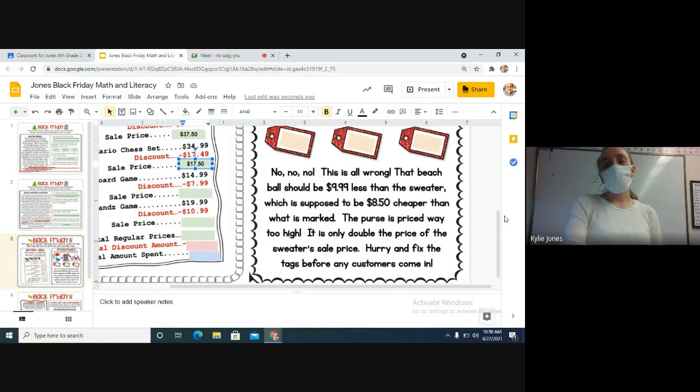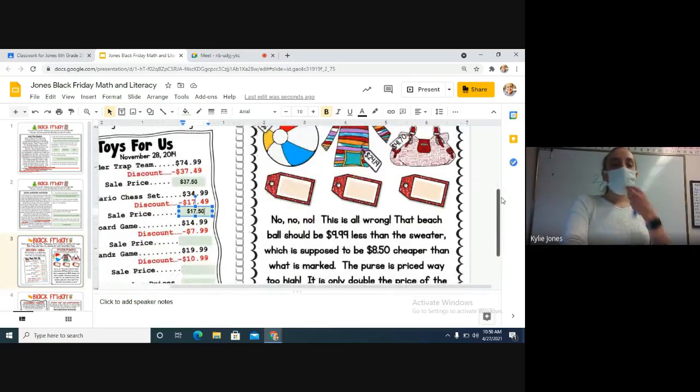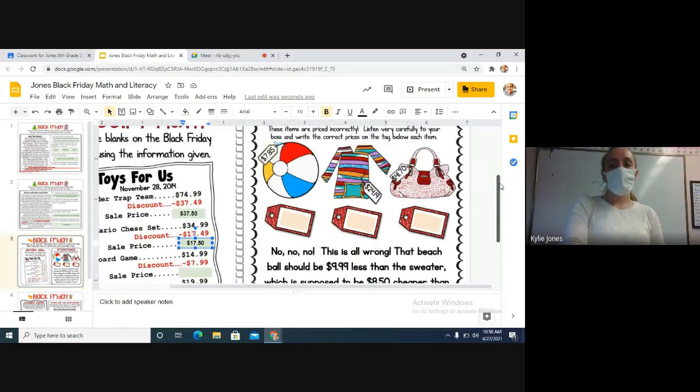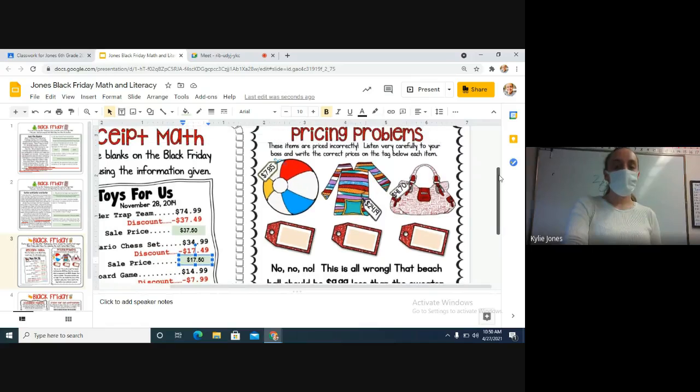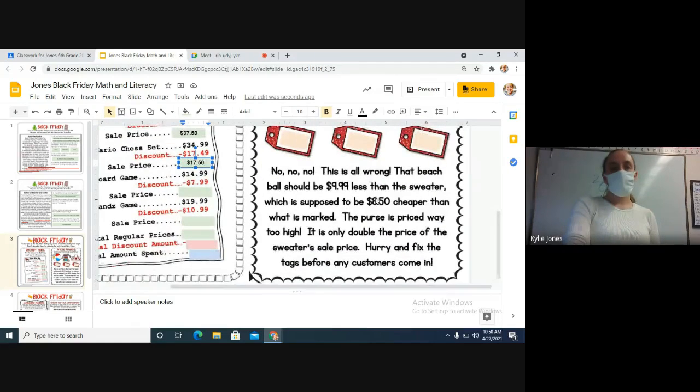All right, so somebody mixed up the tags on all the items. Which item can we figure out first? Which one do we have the most information on? On the purse? So the purse is priced too high. It's double the price of the sweaters. Do we know the price of the sweater?